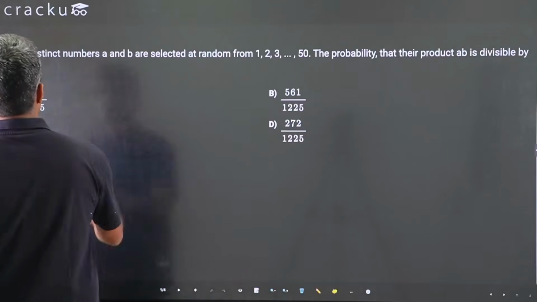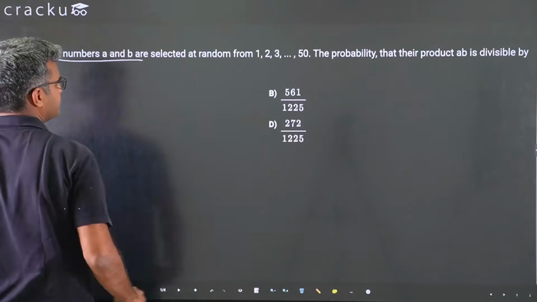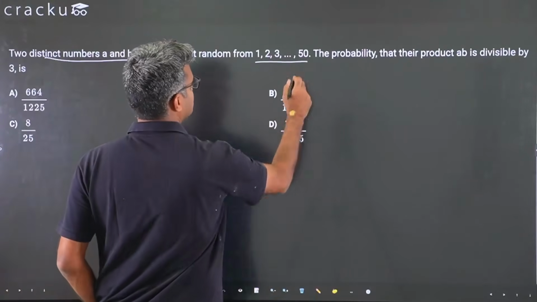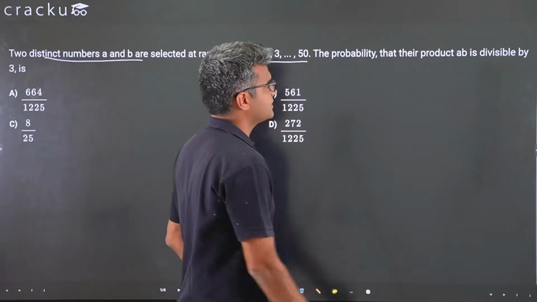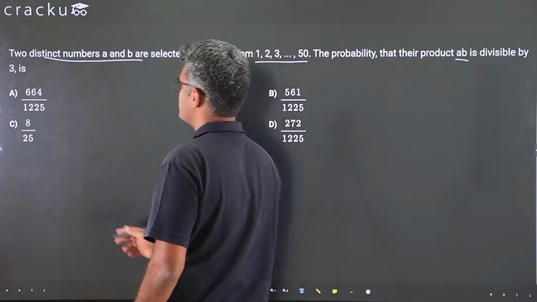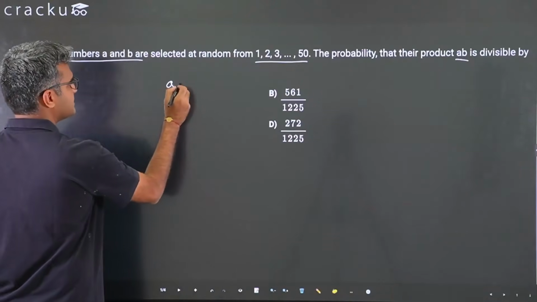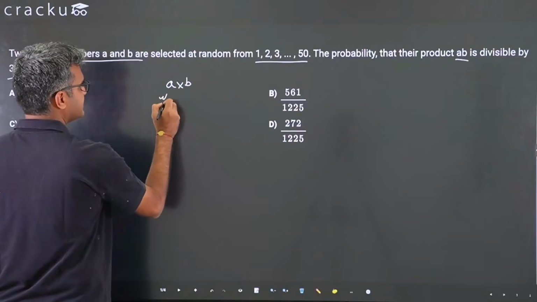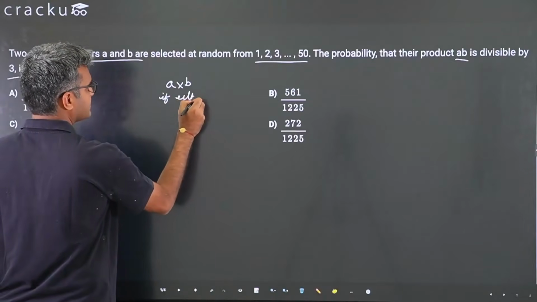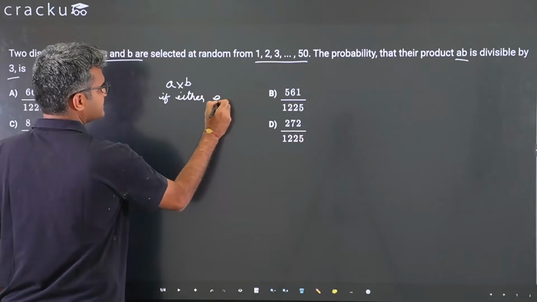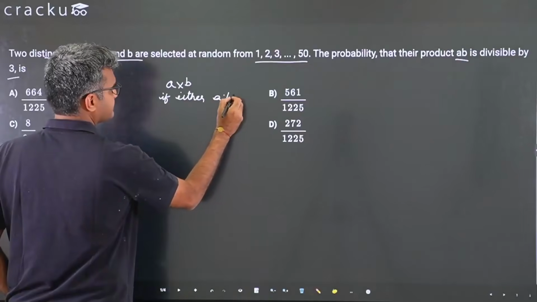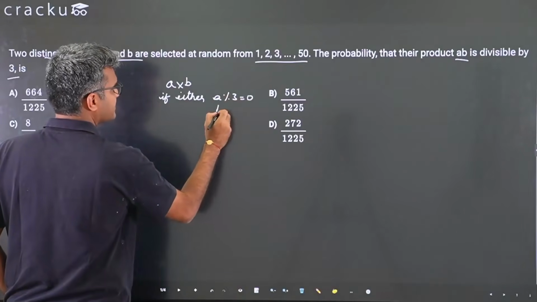In this question, we are told that there are two distinct numbers, A and B. They are selected at random from 1, 2, 3, dot, dot, dot till 50. The probability that the product A into B is divisible by 3 is supposed to be calculated. A into B is divisible by 3 if either A is a multiple of 3 or B is a multiple of 3.